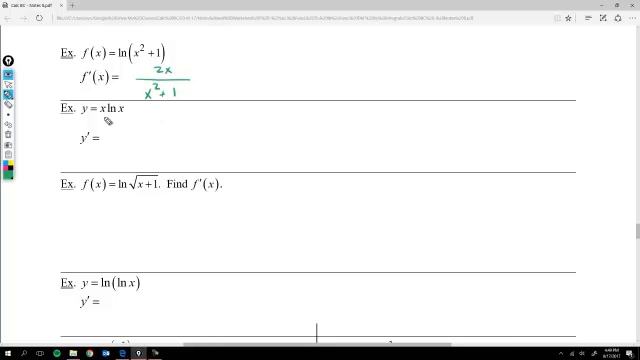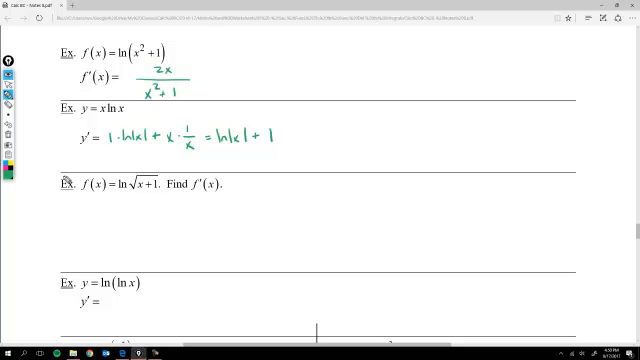Okay, that's it. All right, now I have a product. So let's do product rule. The derivative of the first is just 1, plus, this time x times the derivative of the second, and the derivative of natural log of x is just 1 over x. We can simplify this a little bit. And we're done.